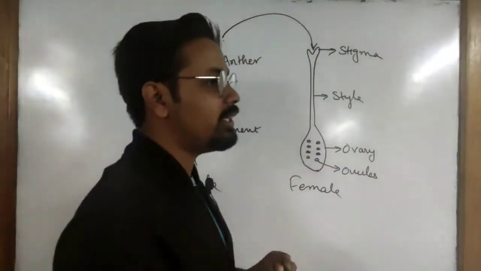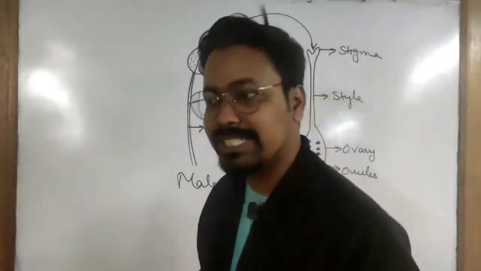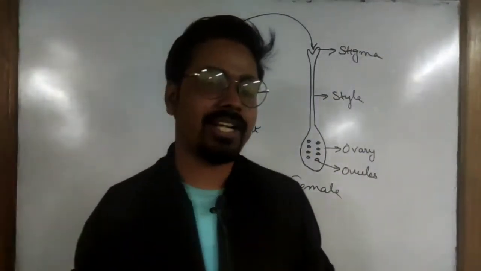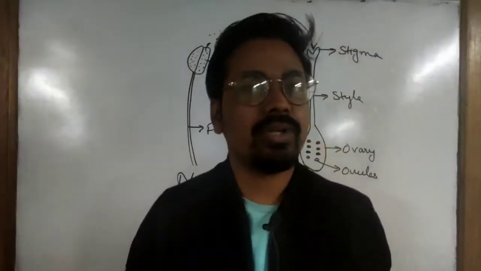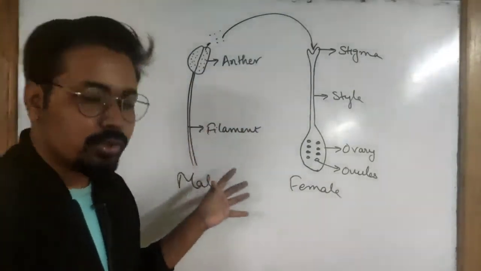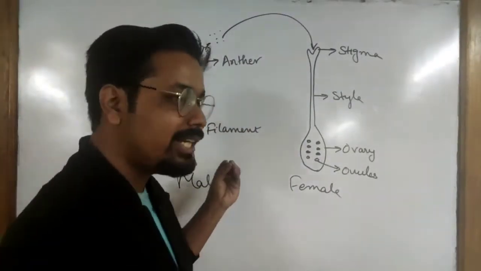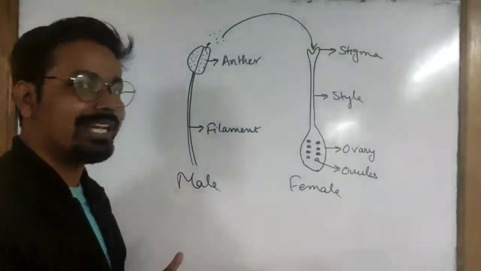After falling onto the stigma, a recognition process actually occurs. By recognition process, I mean that you cannot have fertilization between any two flowers. They need to be of the same species, then only they can reproduce. So, suppose you have a China rose and the pollen grain from one China rose falls onto the stigma of another China rose. In that case, fertilization will take place.